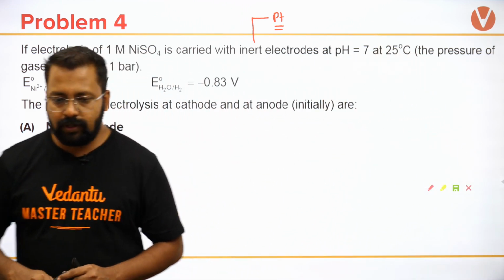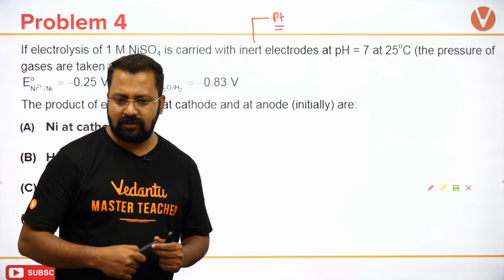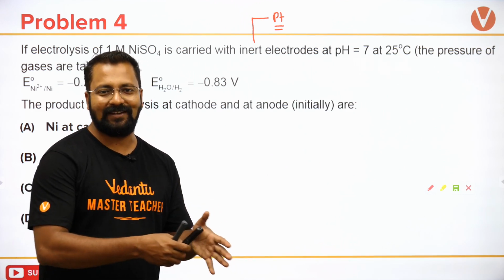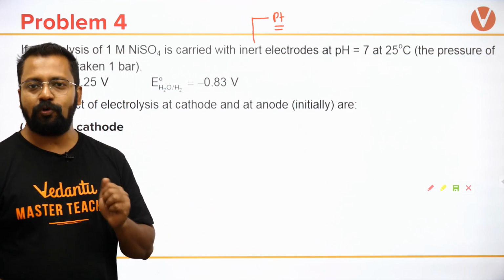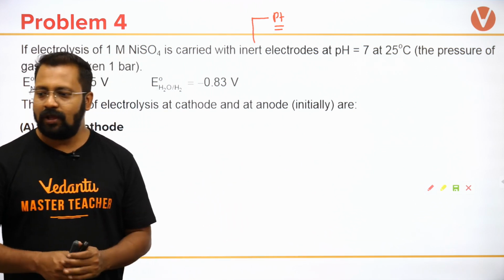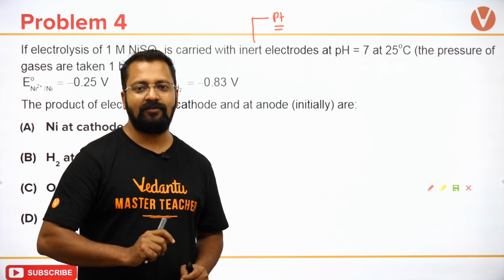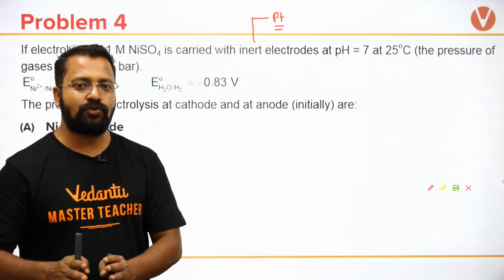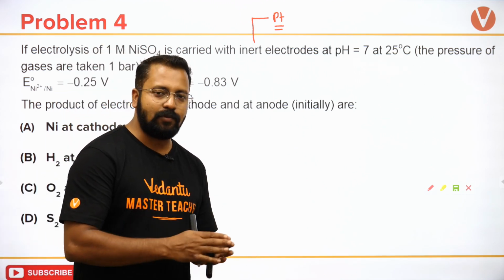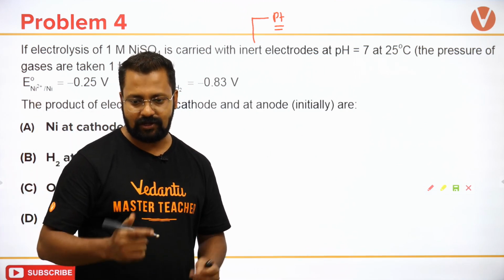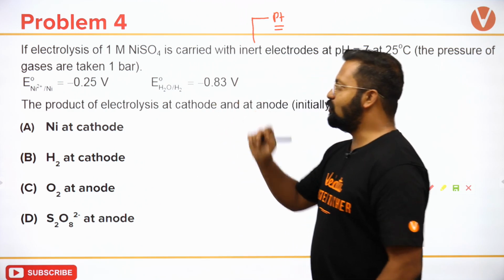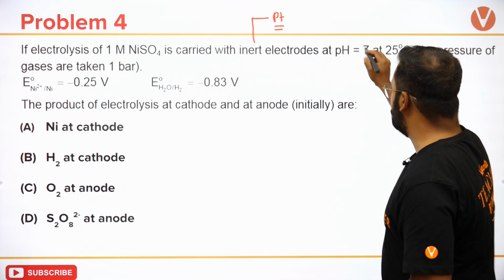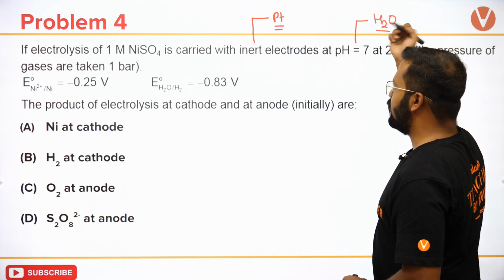OH minus will not be produced in the H2O case. OH minus is not produced, H2O does not dissociate on its own to produce OH minus, I have said it 1000 times. If that were the scenario, your drinking water would have been alkaline. Think logically. OH minus is not produced from H2O. OH minus is produced when something dissociates to produce OH minus in the reaction. So, if electrolysis of 1 molar NiSO4 is carried out with inert electrodes at pH 7, pH 7 means we have taken it in water.